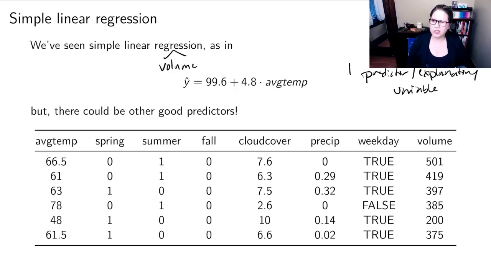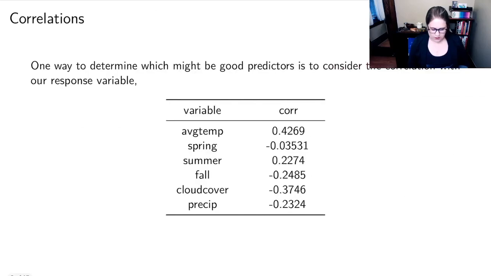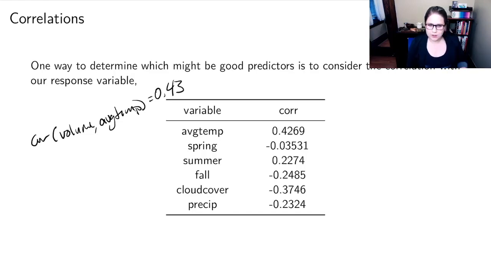Just take a second and try to guess which of these variables might be another good predictor for the number of people that are on the rail trail. Which one do you think would be the best predictor, maybe? So one way to determine what variables might be good predictors is to consider the correlation between the response variable and the variable that you're interested in. So the correlation between volume and average temperature is 0.43.